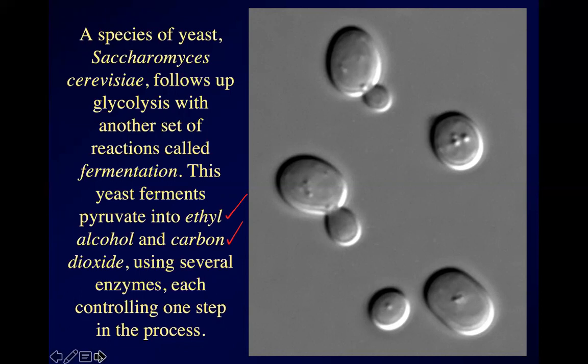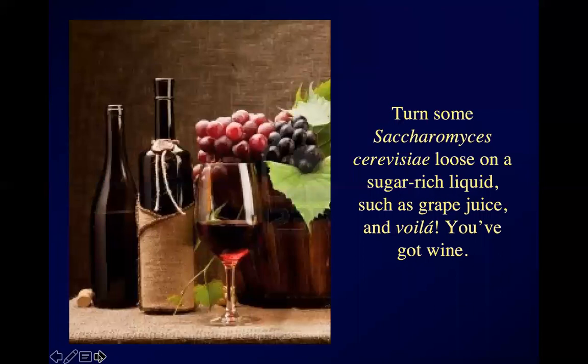Why does this matter? Well, if you take a liquid that's rich in sugars, like grape juice, and you add some Saccharomyces cerevisiae, you add some yeast, the yeast will start breaking down the sugar. And once the oxygen's used up, they will switch to fermentation, and they'll convert all of that sugar in the grape juice into ethyl alcohol and carbon dioxide. And lo and behold, you've got wine. If you give it a different fruit juice, you'll have a different wine.